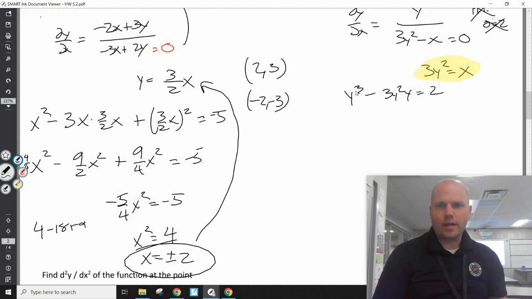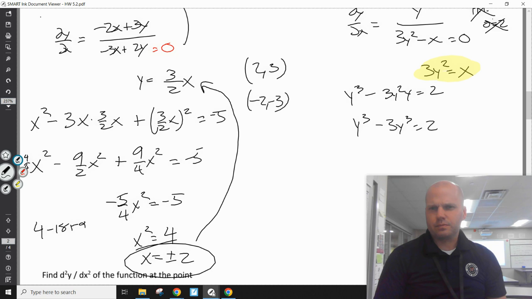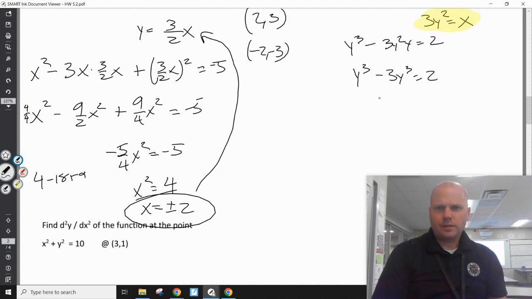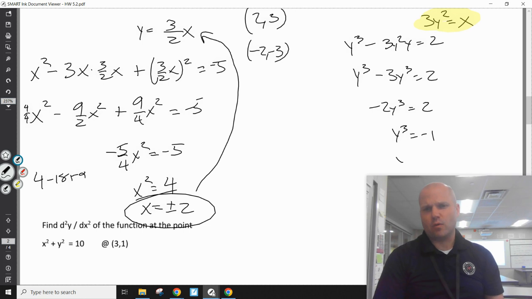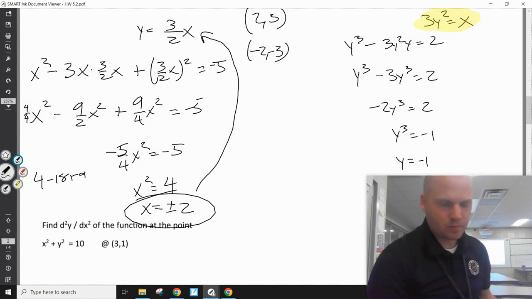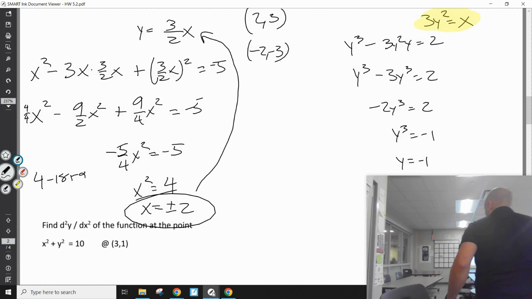You get y cubed minus 3y cubed equals 2. Negative 2y cubed equals 2. Y cubed equals negative 1. The cube root of negative 1 is negative 1. Negative 1 times negative 1 times negative 1, negative 1.